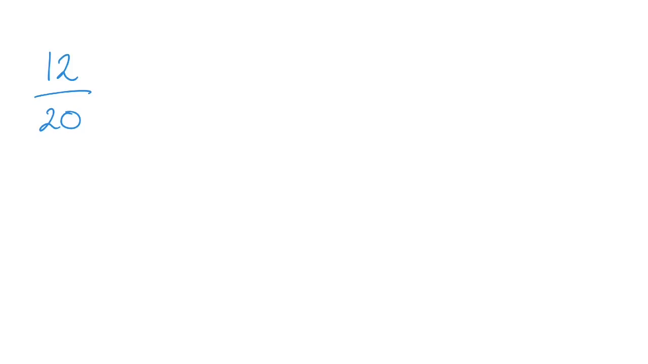Now, the way we do this is in two steps. The first thing we need to do is to find the highest common factor, also known as greatest common divisor, of the numerator and the denominator. So in this case, the highest common factor of 12 and 20, which I'll write as HCF of 12 and 20. So that's the first thing we have to find. And to find the highest common factor, the easiest way really is just to list all the factors of both 12 and 20. So let's go ahead and do that.